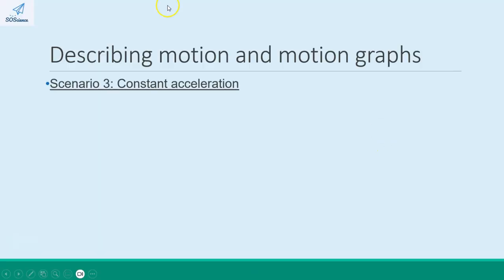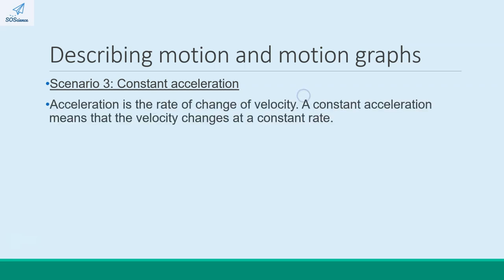Now, in the last lesson, we considered scenario 1 and scenario 2. Scenario 1 was looking at position time, velocity time, and acceleration time graphs for a stationary object, or an object that is not moving. In scenario 2, we looked at position time, velocity time, and acceleration time graphs for an object moving at a constant velocity. And now in scenario 3, we are looking at constant acceleration. So we will consider the position time, velocity time, and acceleration time graphs of objects moving at a constant acceleration.